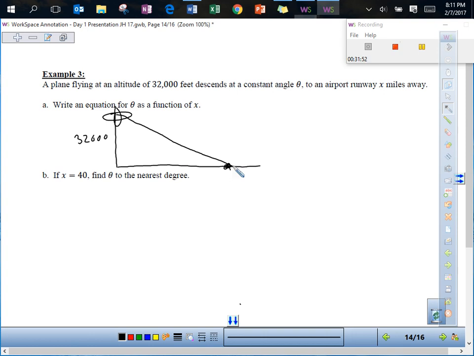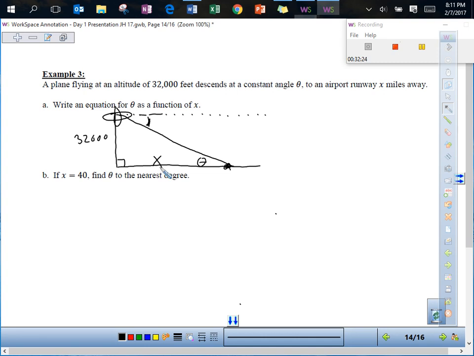Guys, the key thing on this though, it says it descends at a constant angle. This is called the angle of depression. There's the horizon. The angle you're looking at is right here. Going back to your geometry days, parallel lines, alternate interior angles are the same. So here's the angle that I'm working with. And then it says an airport X miles away. So there's my picture.